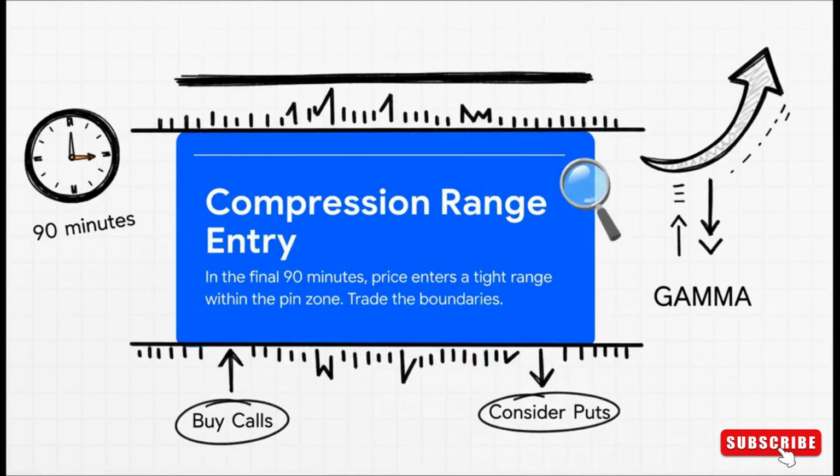Now, our third trigger is very specific. It's for that final high-octane, high-gamma window we talked about, the compression range entry. In those last 90 minutes, as the gravity of the pin really takes over, price will often get squeezed into a really tight, predictable range. The play here is beautifully simple. You look for calls at the bottom of that range, and you can look for puts at the top. The moves are fast, the probability is high, and it's all because gamma is doing all the heavy lifting for you.